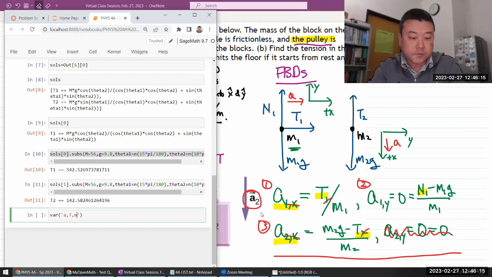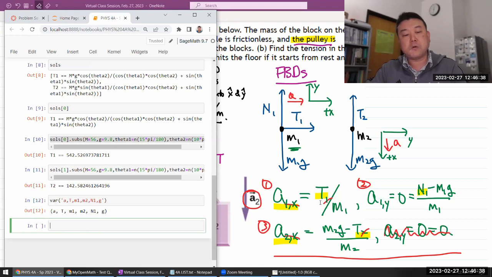And I need the symbols for M1, mass of the first mass, M2, mass of the second mass. And then I need a symbol for N1, the normal force on the thing. I don't really want to write down A1Y because that's going to be 0. I think I need a G. I think that's all the symbols I need. So with those symbols, we'll write down our equations. Let me just reuse our variables.